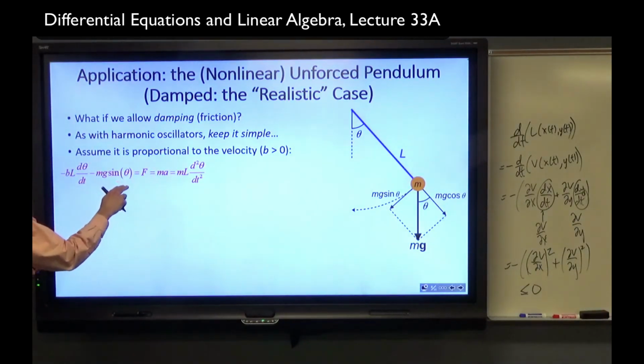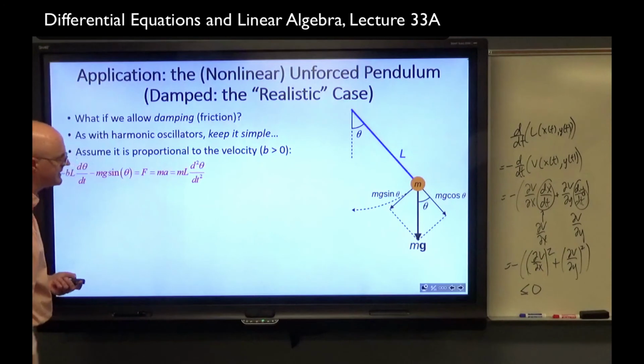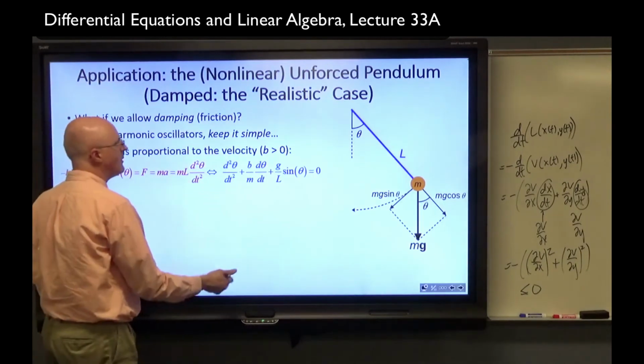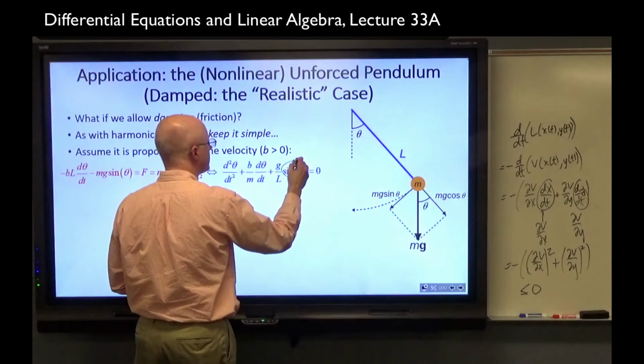So here's your force due to gravity. Here's your force due to friction. Notice the extra factor of L in there. And yeah, I needed the extra factor of L here too. Divide both sides by L. Also divide both sides by m. Rearrange, you can write it this way. We still have our nonlinearity right there.